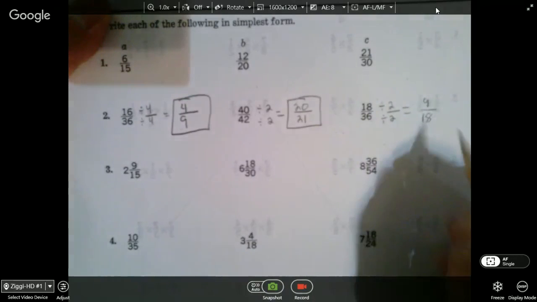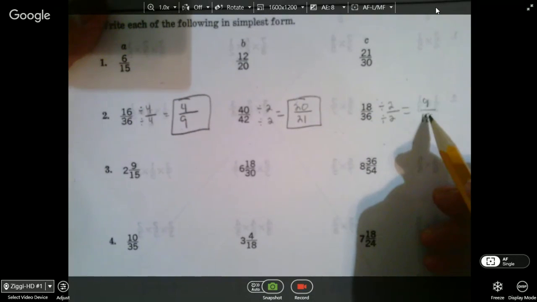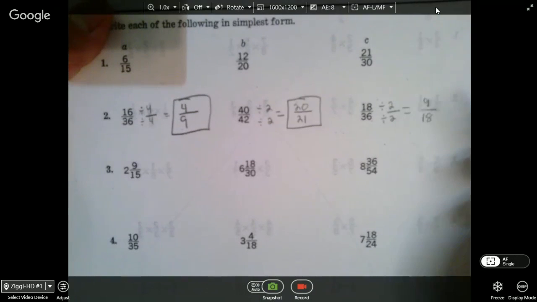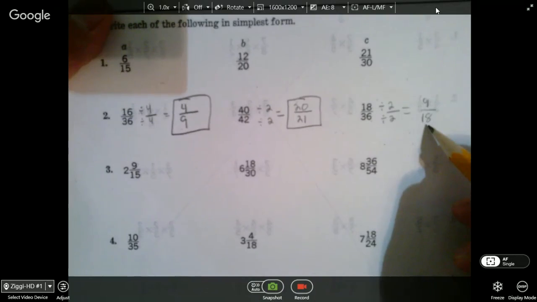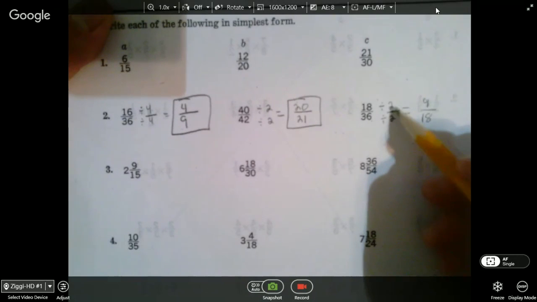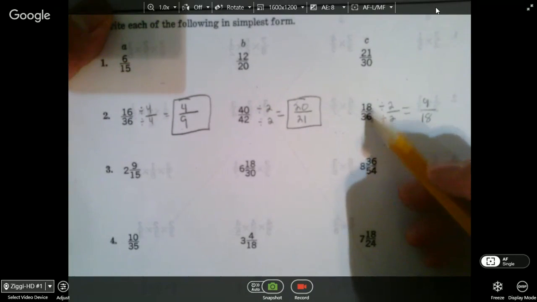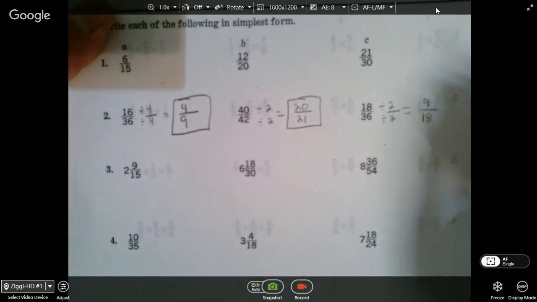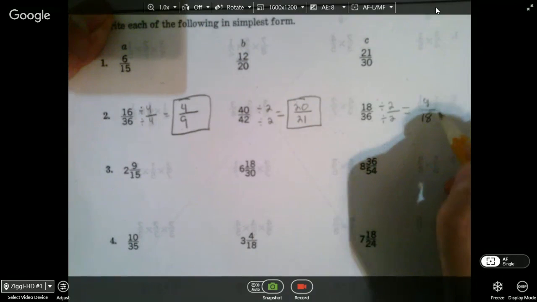Now, when I get to this point here, 9 and 18, this can still be broken down, okay, because there is still a greatest common factor. There is still a common factor other than 1 here. 9 goes into 9 and 9 goes into 18. So I realize now that 2 was not the greatest common factor between 18 over 36, but it helped me break it down some more to help me further see that it could still be simplified, right?